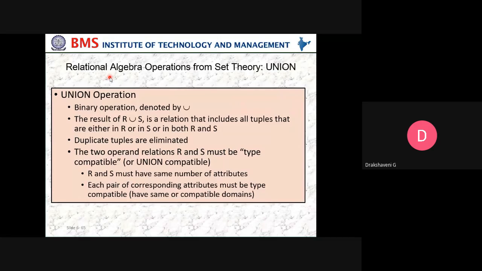Relational algebra operation from set theory: union, a binary operation denoted by ∪. The result of R union S is the relation that includes all tuples that are either in R or in S or in both R and S. Duplicate tuples are eliminated. The two operand relations R and S must be type compatible, or union compatible. R and S must have the same number of attributes. Each pair of corresponding attributes must be type compatible, with the same or compatible domains.